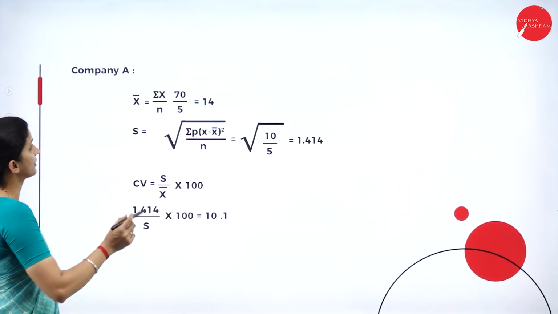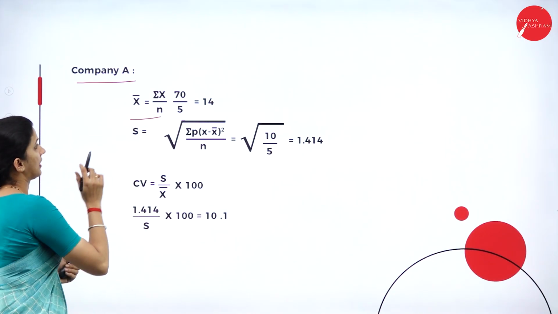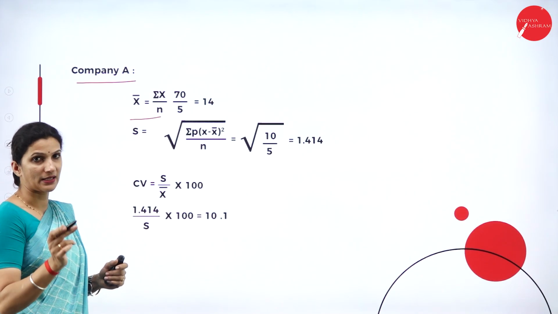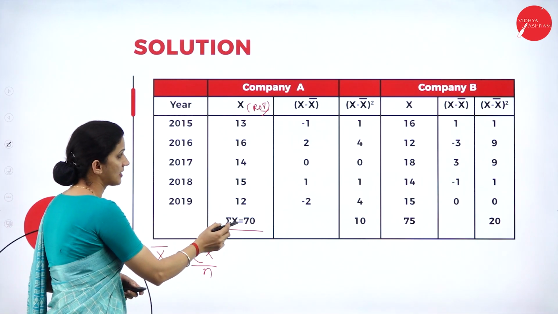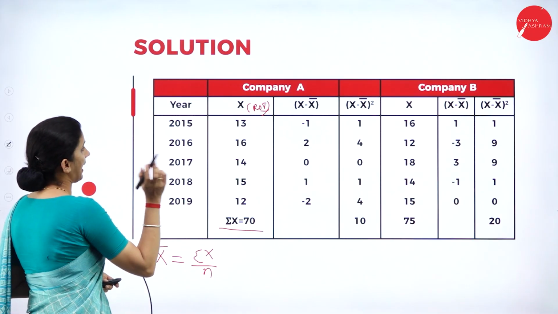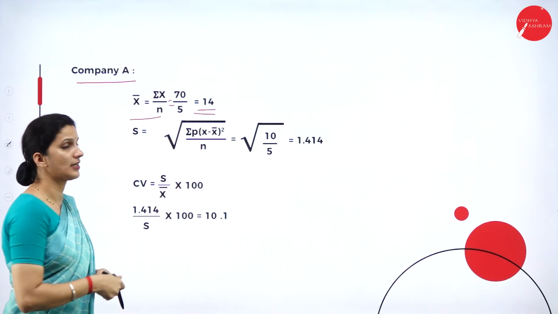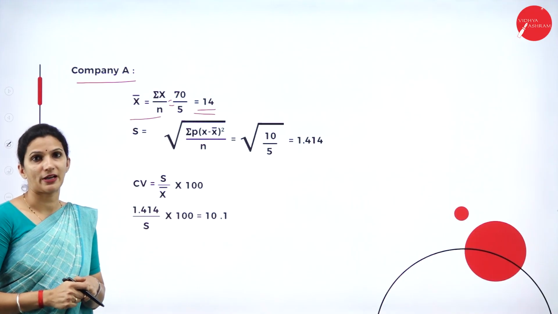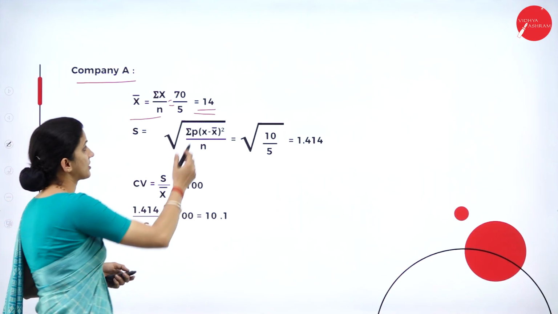First we'll find out for company A what is the arithmetic mean. That is X bar is equal to sigma X divided by N, which is 70 divided by N, which is 5 number of items. So X bar is 14. So for company A, the arithmetic mean, that is X bar, is 14.